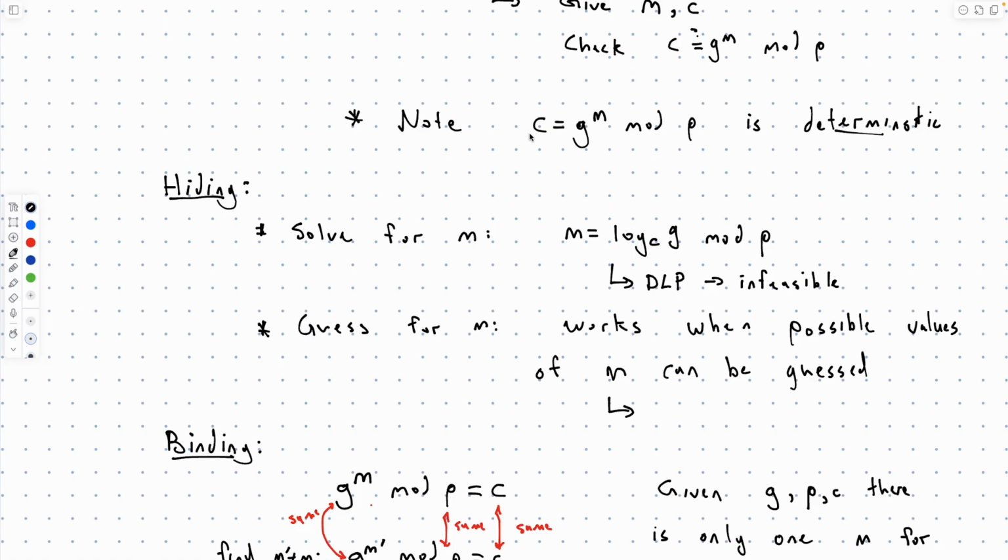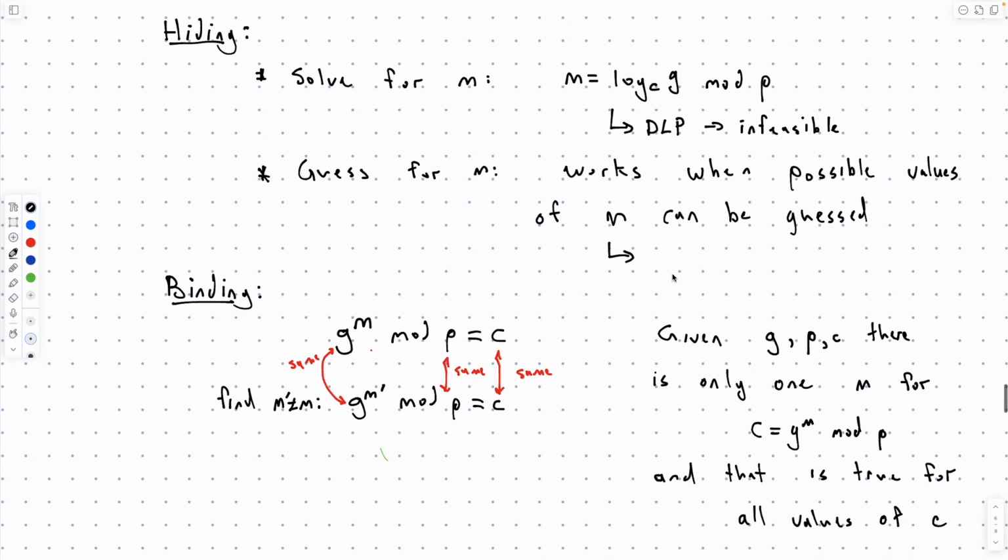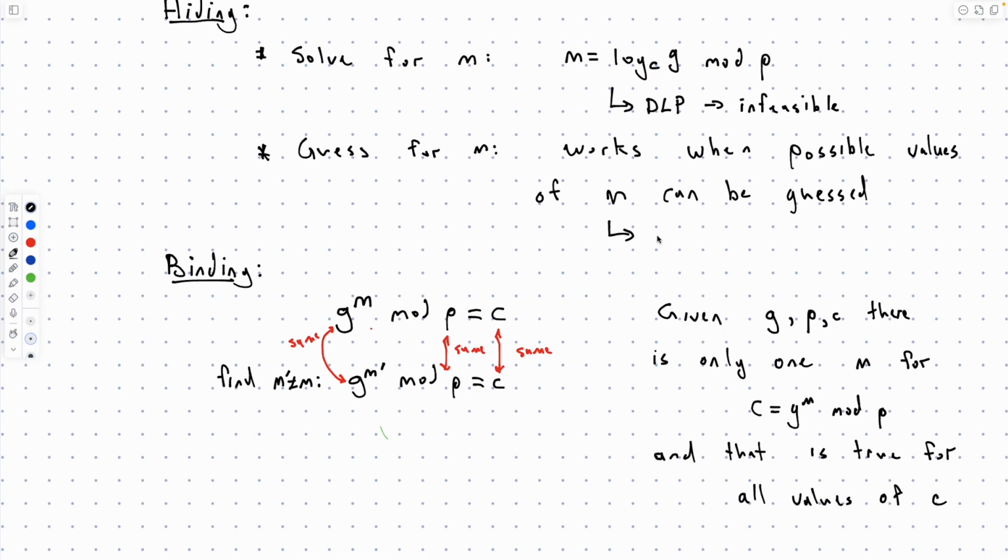So my idea is, what if we do something exactly the same as this, but somehow we make it non-deterministic, so that every time I commit to something, I get a different value? Then I'm not going to have this guessing attack. And as long as I don't screw up the other properties that we have here by making this non-deterministic, then it's going to result in a good commitment scheme, okay? So it's a consequence of it being deterministic.